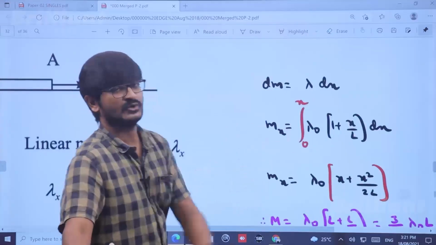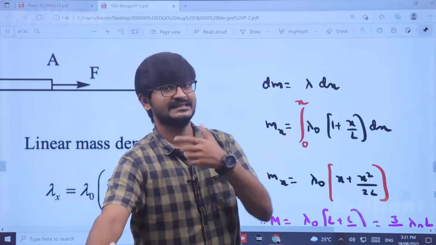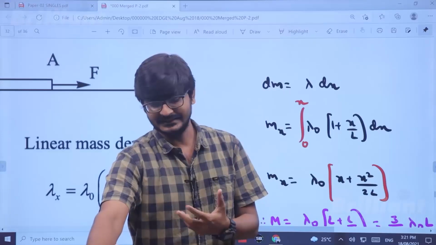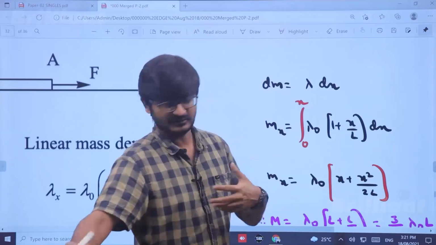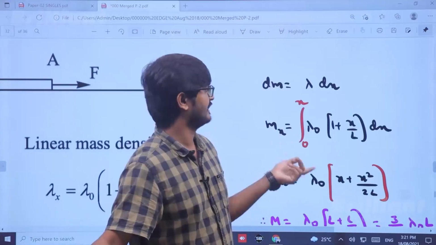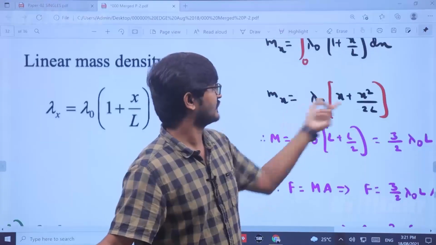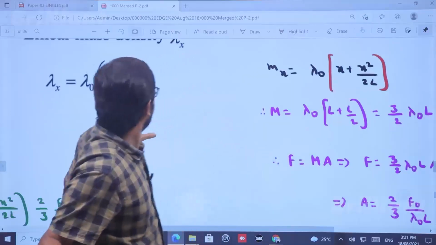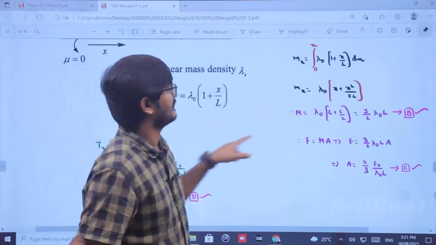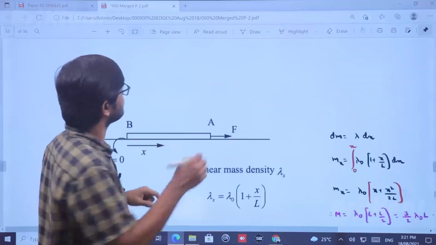You will be taking some small element and finding the mass of that element, because the density is not constant, it is linearly varying. So density times dx will be the mass of that element. When you integrate, you will be getting the total mass. Okay, what I have done is I didn't find the total mass, I have just found the mass.